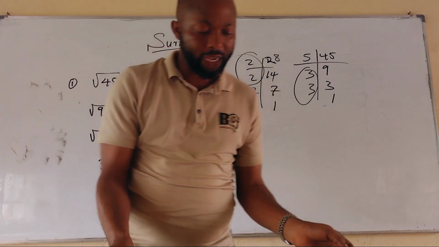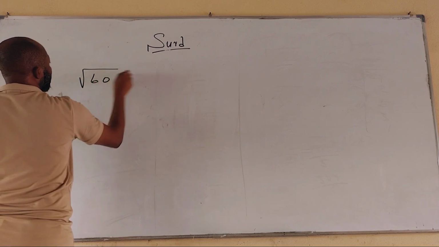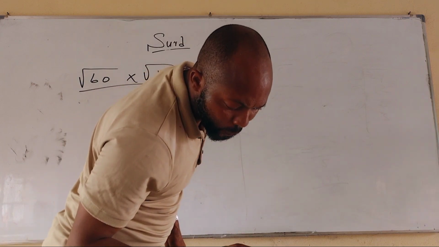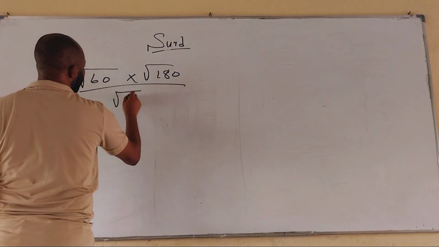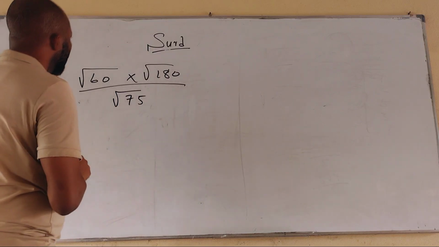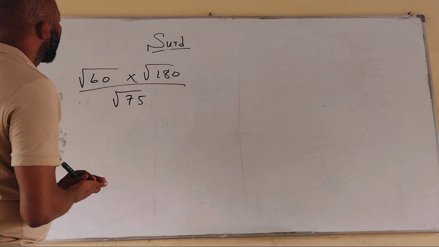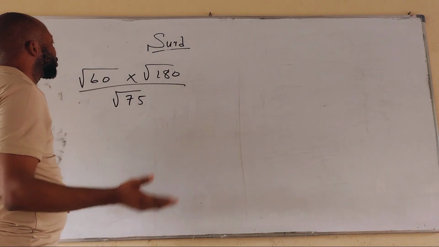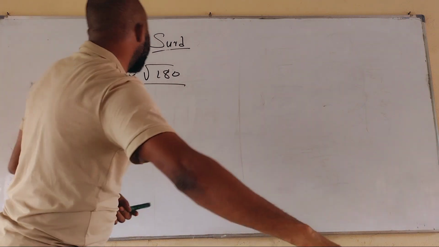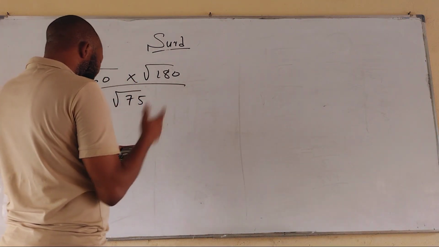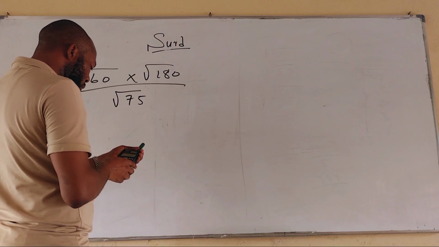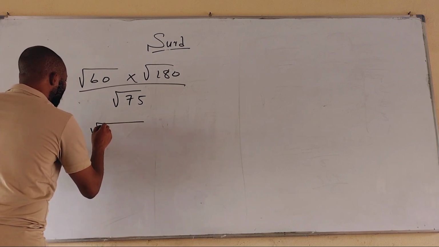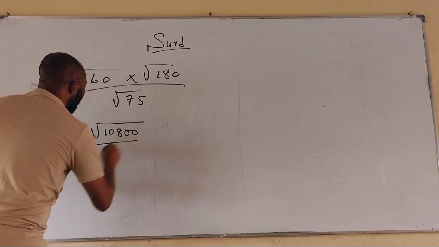So let's take another example: root 60 times root 180 divided by root 75. Instead of simplifying, I can just multiply through and get to a common base and proceed. 60 times 180 gives root 10,800 over root 75.